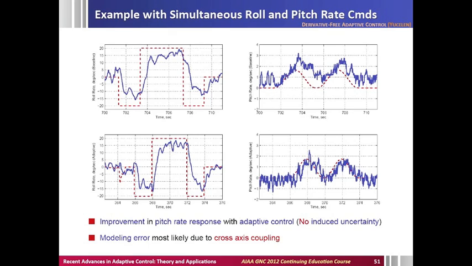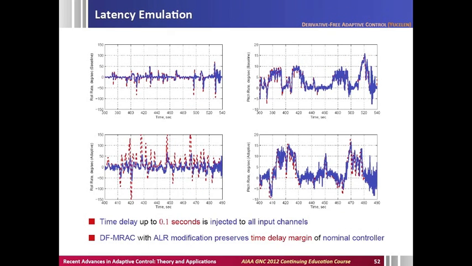I'm almost done. So this is the latency emulation. They apply time delay to the derivative-free and to the baseline, increasing it up to 0.1 seconds. Both controllers blow up here, so that means derivative-free with the alarm modification has the same time delay margin as the nominal system.